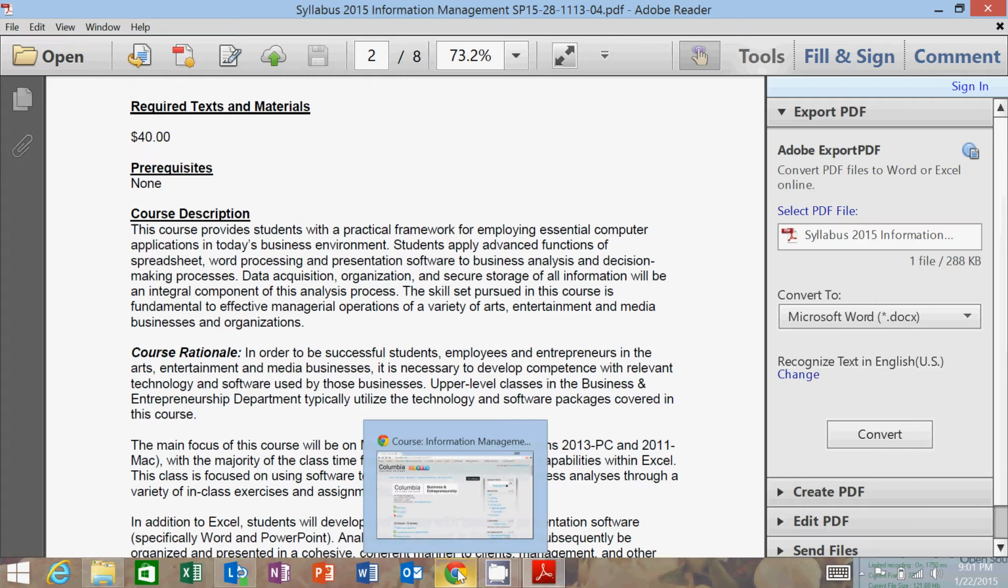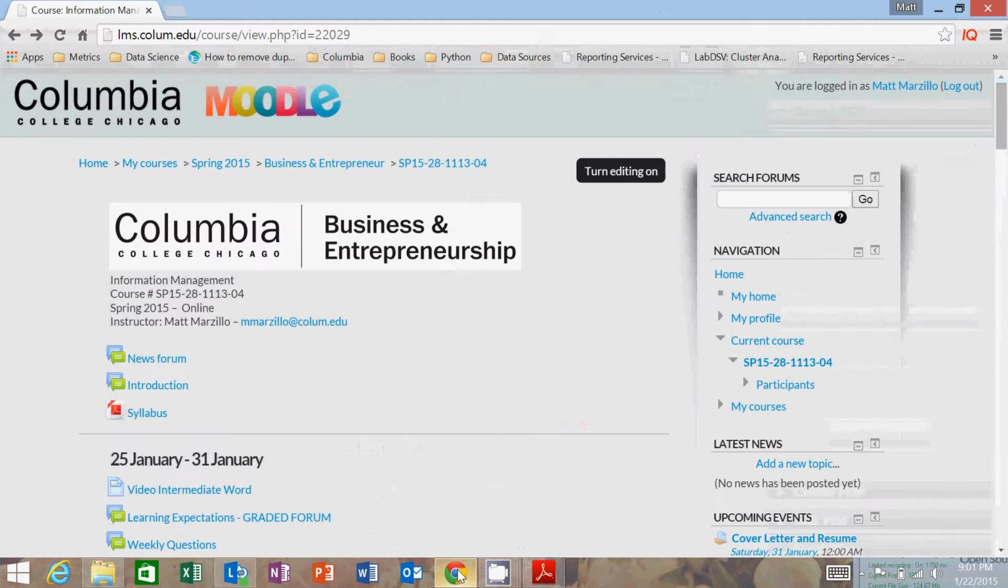So what I'm going to do right now is I'm going to bounce to the class site and go over some specifics about the class. Let me go to my notes here. So I touched on the requirements.